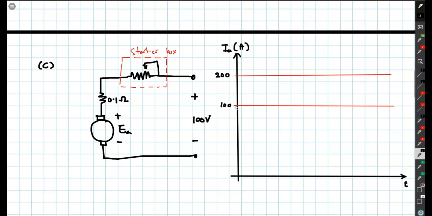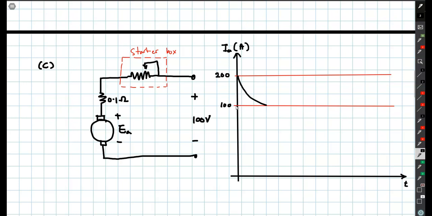Okay, so at startup, in which EA is equal to 0, we have already calculated the value of RST, which is equal to 0.4 ohm. Then, as we have seen earlier, the speed starts to build up, and so too does the back EMF, which builds up from 0 to a new value. As EA builds up, the current reduces. When the current reaches 100 ampere, we will change the position of the wiper so that we have a new value of RST. The question is, what is going to be that value of RST?